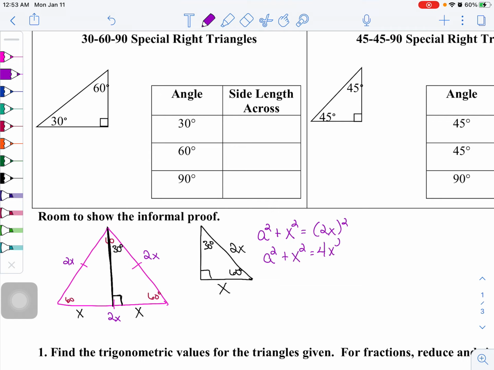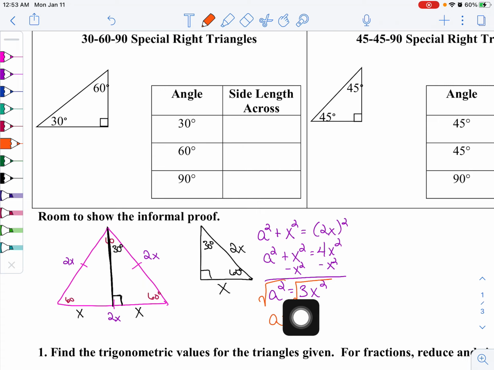a squared is what I'm looking for. So there's x squared. (2x) squared is going to turn into 4x squared if I apply the power correctly. I'm not going to say distribute, but apply the power correctly. I am going to subtract x squared from both sides. So a squared is equal to 3x squared. And I actually want to know the side length, so I need to take the square root of both sides.